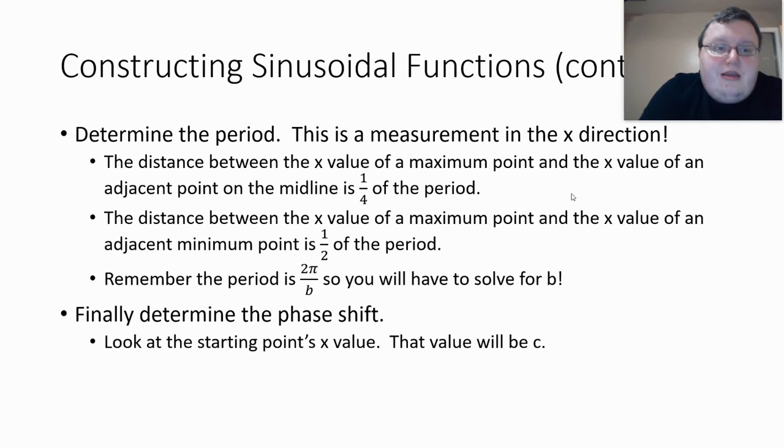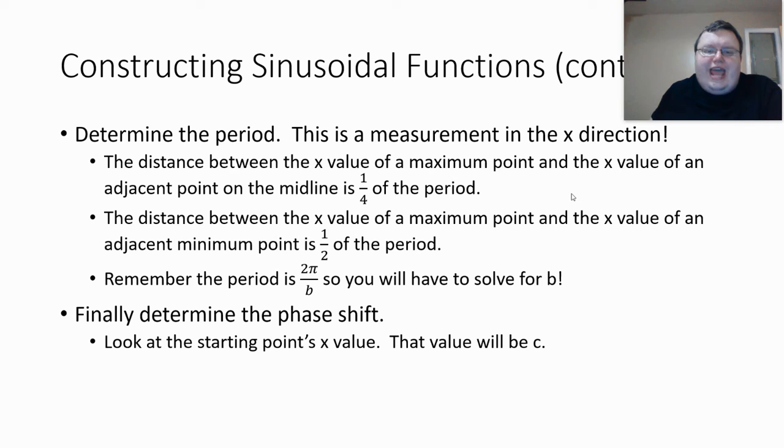All right. Determine the period. This is a measurement in the x direction. So amplitude and vertical shift, where the midline is, all have to do with y. Now period and phase shift all have to do with x. Okay, so on these you're given coordinates. That determines what coordinates you're using.